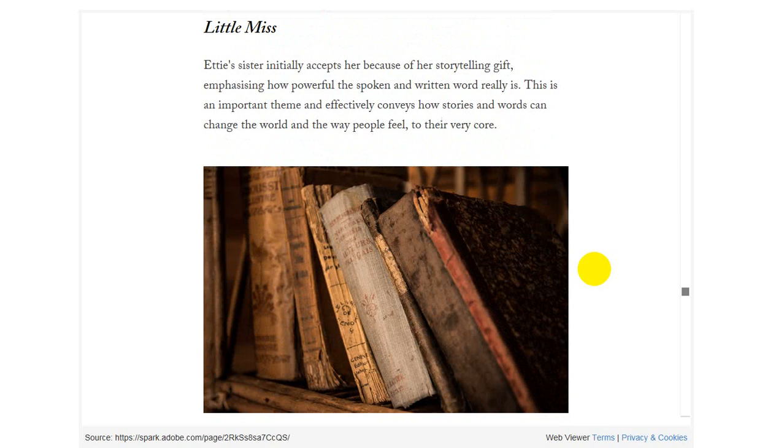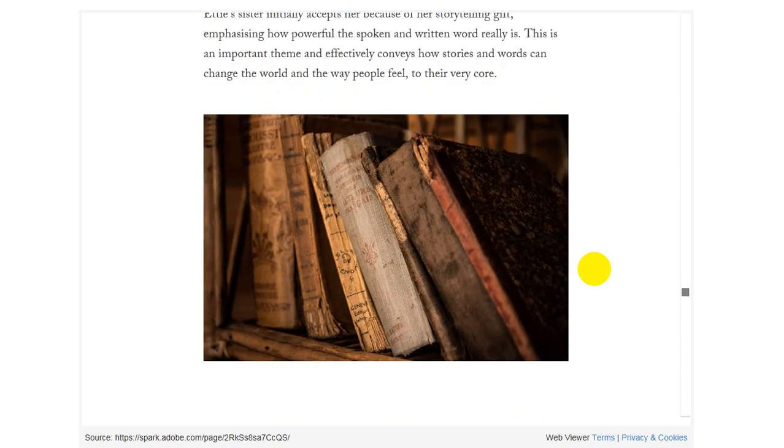Her sister accepts her because of the storytelling gift, emphasizing how powerful the spoken and written word really is. This is an important theme. It effectively conveys how stories and words can change the world and the way people feel to their very core.